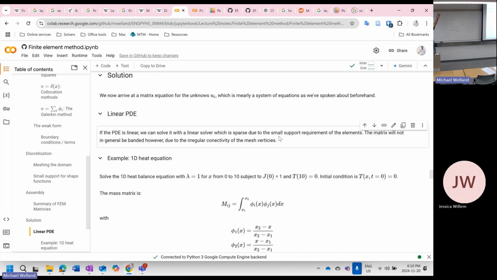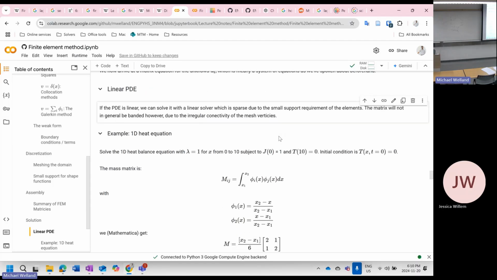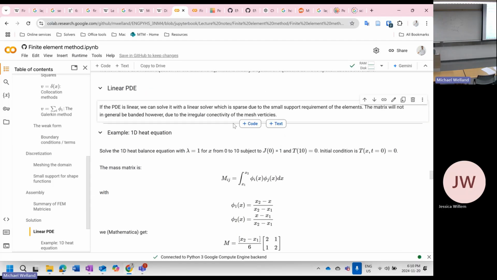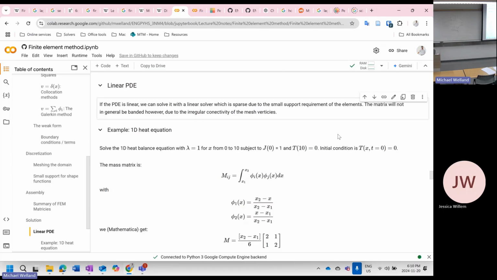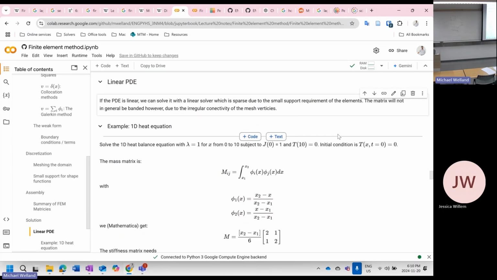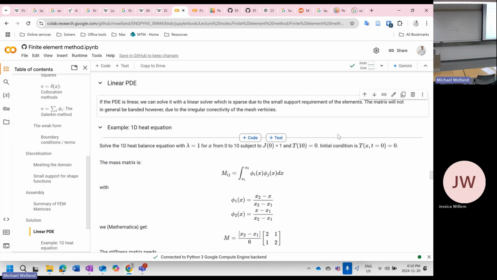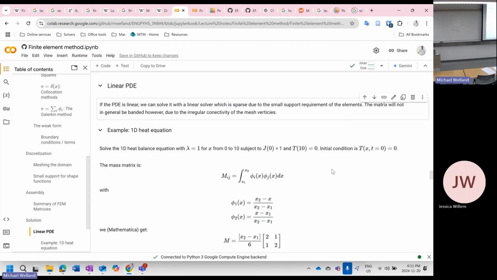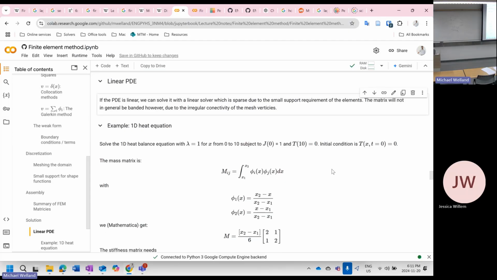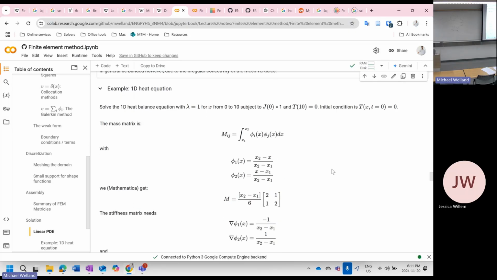So now everyone is a single vector of unknowns because now you can throw vanilla linear systems at it. Yeah, if the PDE is linear, you can represent it as a linear solver. It will be sparse because of the small compact support, which means sparse matrices. That's obviously what you want to do. It will not be banded. With the finite difference method, you saw those banded structures. You will not be able to count on them here. And that's because of the irregular connectivity of the mesh vertices.